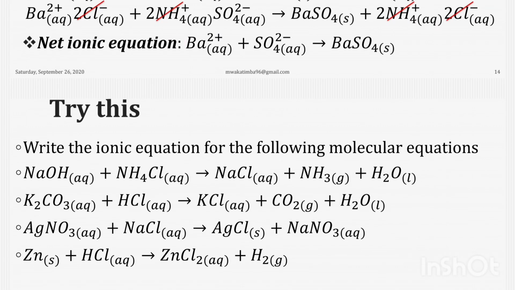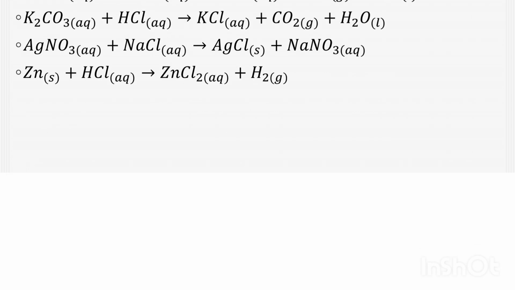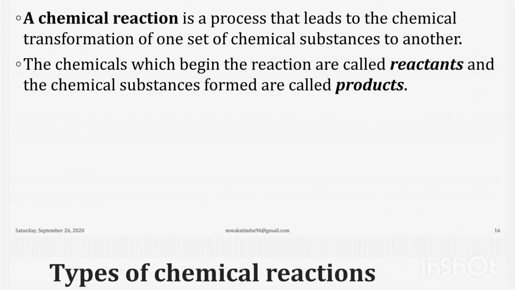So we have a lot of examples. For example, here, write the ionic equation for the following molecular equations as written here. So on your own, try to practice this exercise, and after that you will grasp a lot of the information from this part on the type of chemical reaction that is ionic.